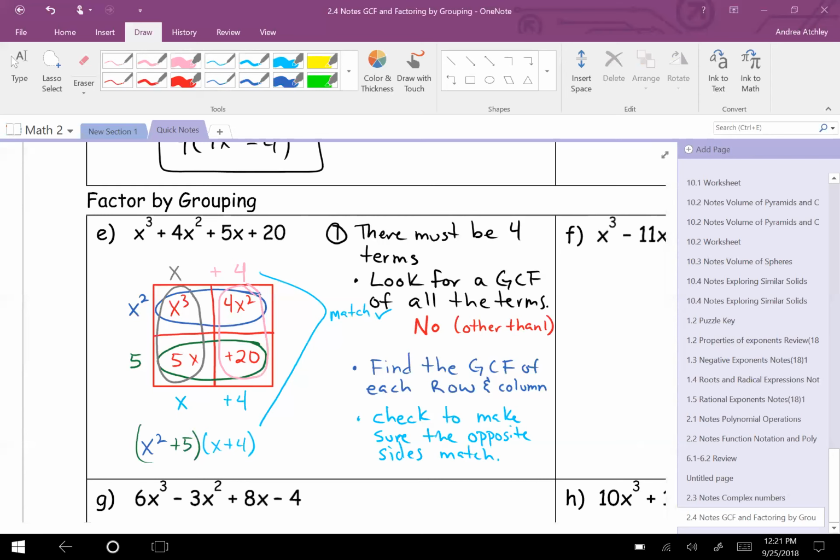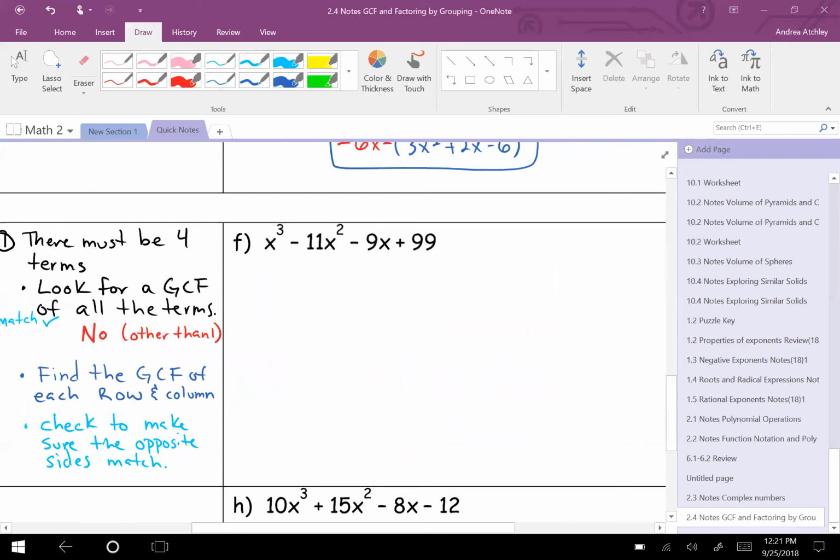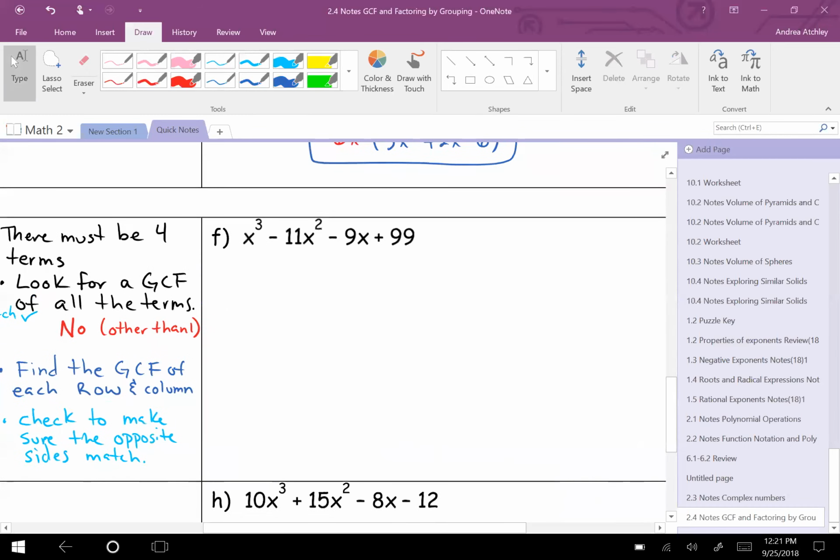Okay, moving to the other one. I'm going to have you guys do those in your pairs. Okay, when you're doing this, this is x cubed minus 11x squared minus 9x and 99.